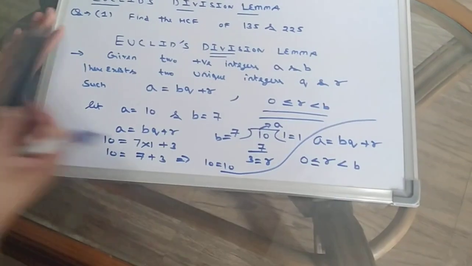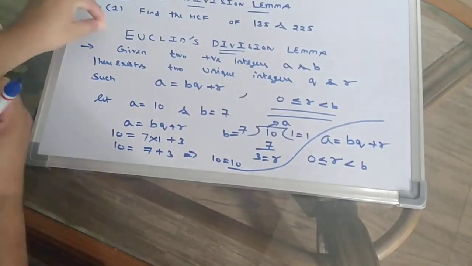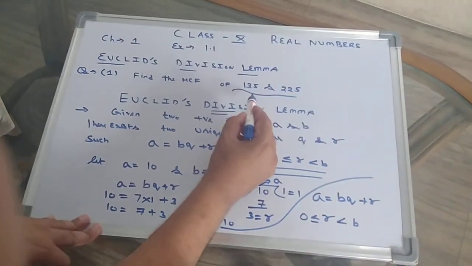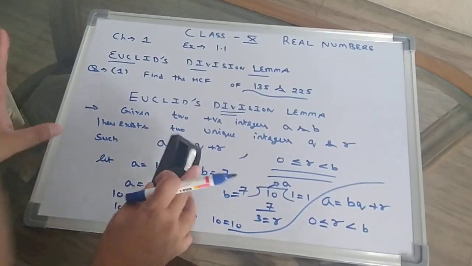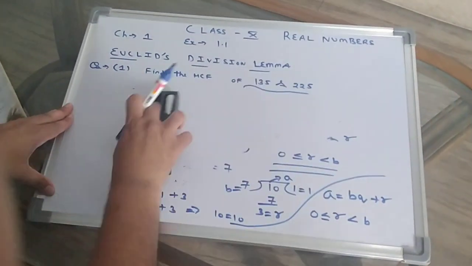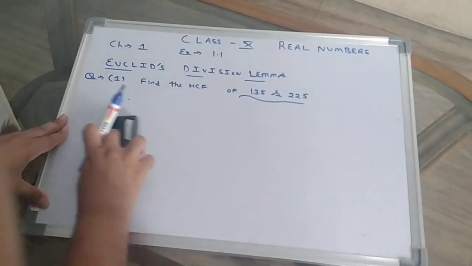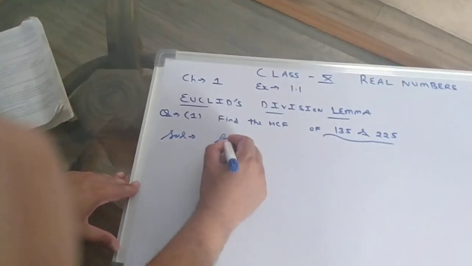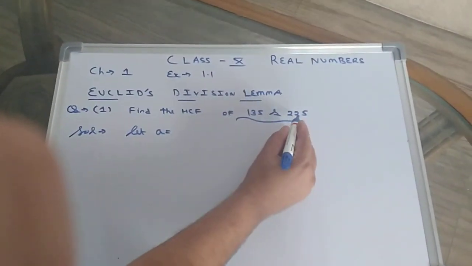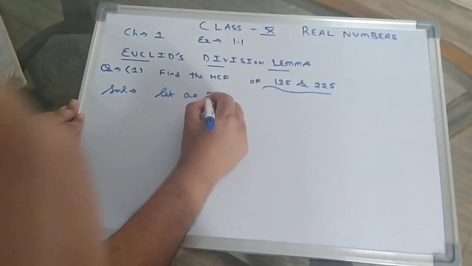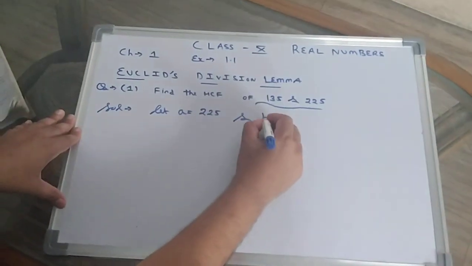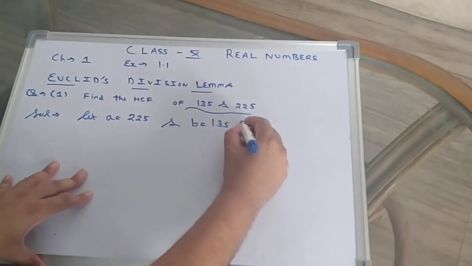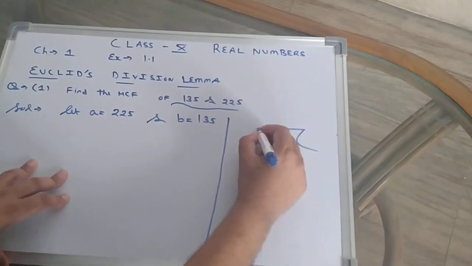Now, by using this Euclid division, there is one very important question of 2 or 3 marks. By Euclid division lemma, you have to find the HCF of 135 and 225. I can explain the way you will do these types of questions in steps, because in 10th there is step marking. Let a is equal to whichever number is greater. Let a is equal to 225 and b the smaller number, 135. Now start division in the rough work.